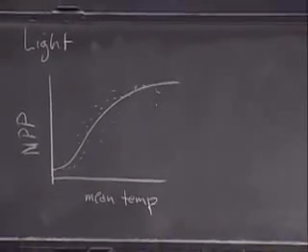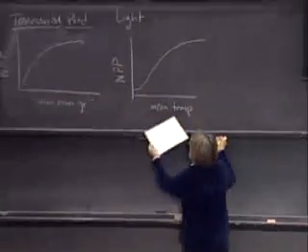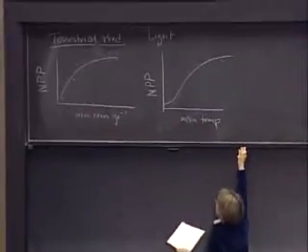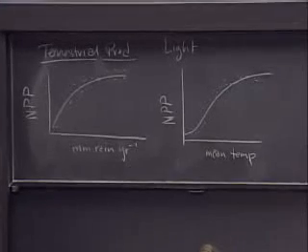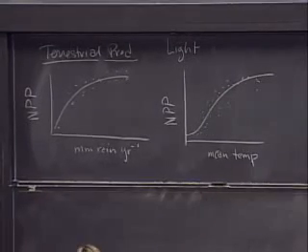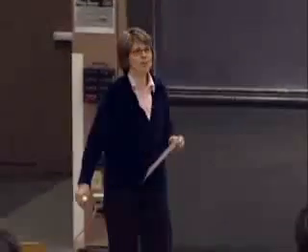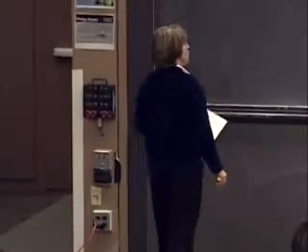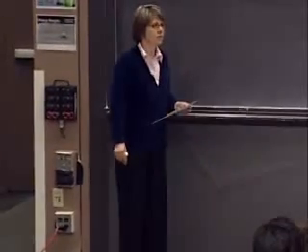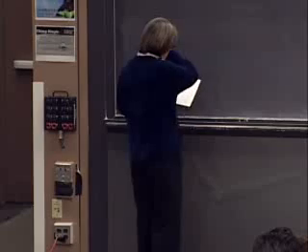Now, what we have, so we have light, rain, and temperature. What about nutrients? We all know, anybody who's had plants in their room or nurtured a garden knows that nutrients are very important. You have to fertilize in order to get the most growth. So how does that work?